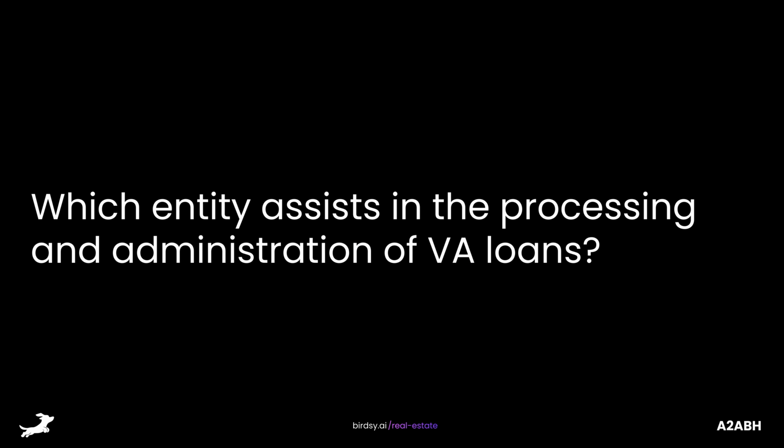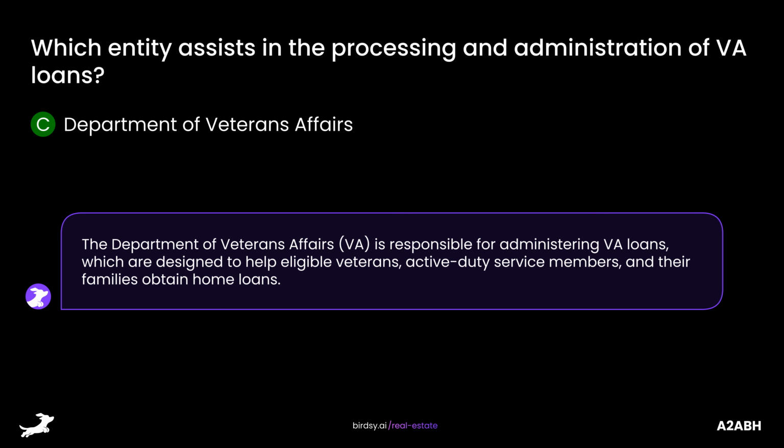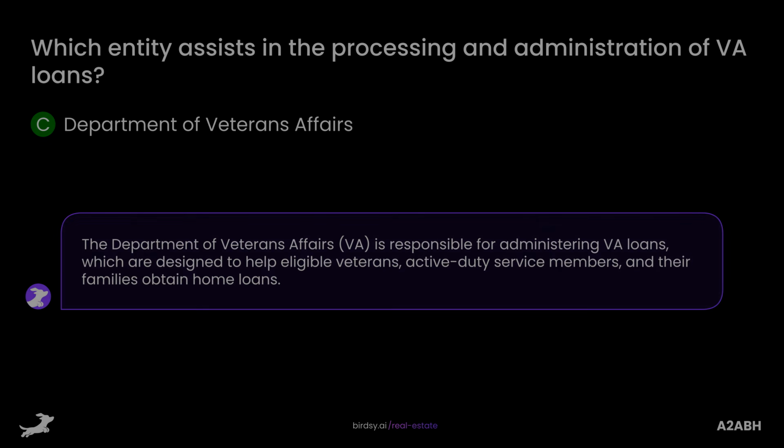Which entity assists in the processing and administration of VA loans? Is it A, Department of Agriculture? B, Federal Housing Administration? C, Department of Veterans Affairs? Or D, Consumer Financial Protection Bureau? The answer is C, Department of Veterans Affairs. The Department of Veterans Affairs, VA, is responsible for administering VA loans, which are designed to help eligible veterans, active duty service members, and their families obtain home loans.